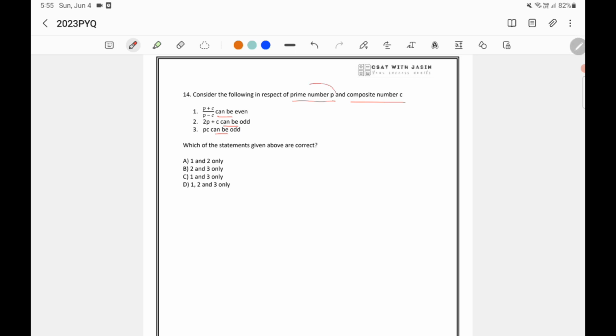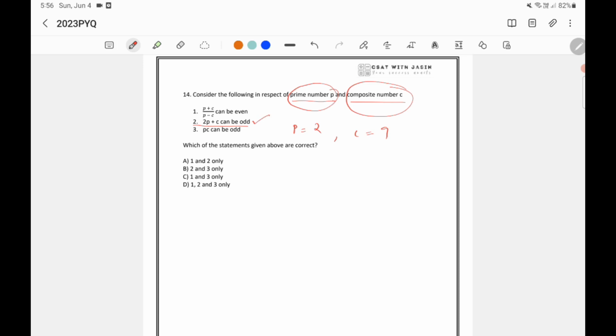So it is said that p is a prime number and c is a composite number. For example, let's assume p is equal to 2 and c is equal to, let's say, 9. So 2 is a prime number and 9 is a composite number. If I take option 2, 2p plus c: 2p is 4, 4 plus 9 is 13. It can be odd. So 2 is correct.